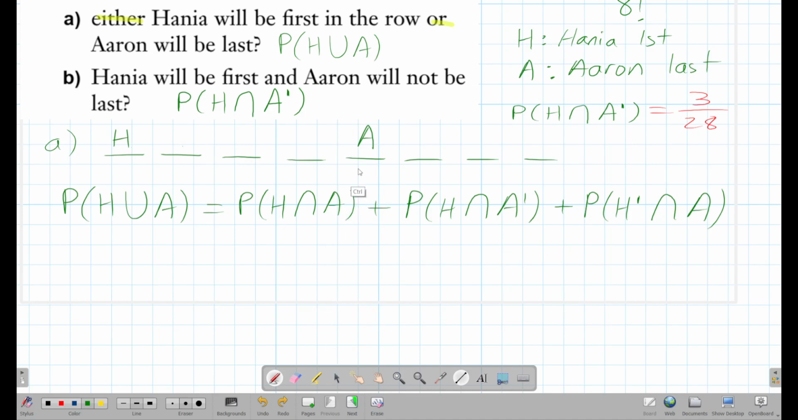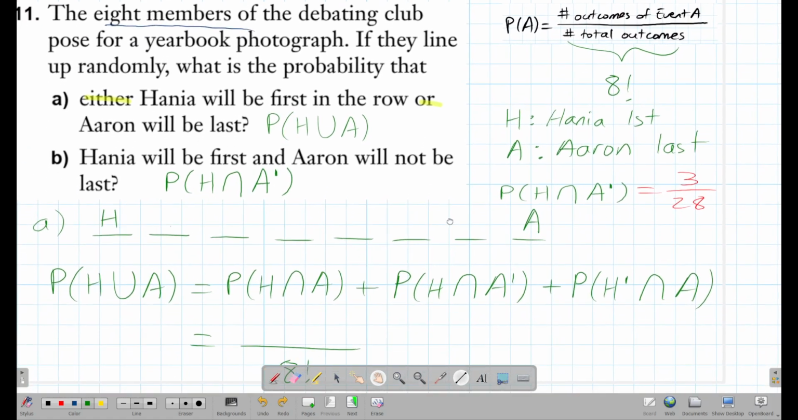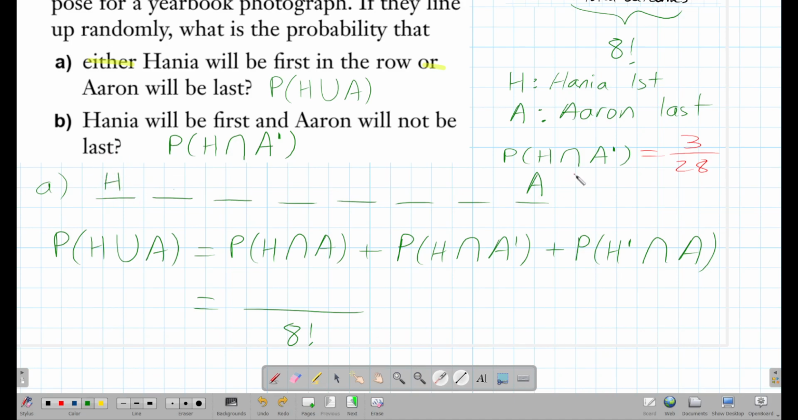This is pretty simple because we want Hanya to be first. We want Aaron to be last. So we've already fixed their positions, and there are 6 other positions where you can put other people. So in that case, the number of outcomes where you have Hanya first, Aaron last is going to be equal to 6 factorial.